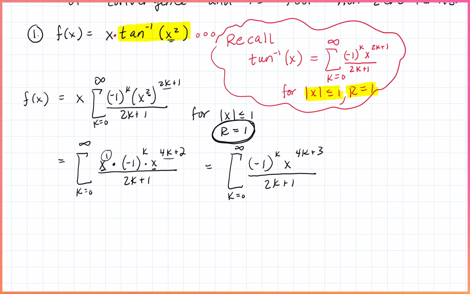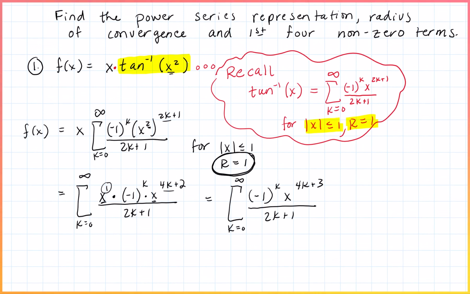And we wanted to also find, oh, and we already have the radius of convergence. So all we were asked was for the radius of convergence. We could have checked for the interval of convergence by testing the endpoints, but we weren't asked for that. We were just asked for the radius of convergence, but we do want the first four non-zero terms.